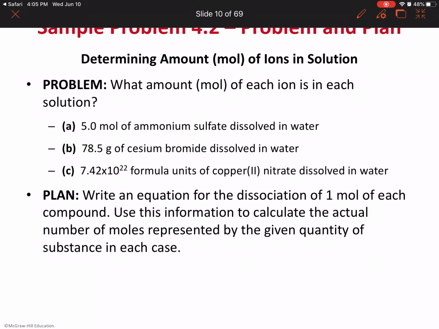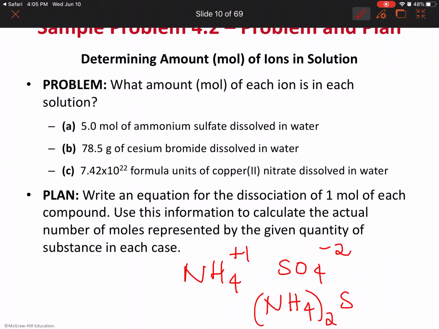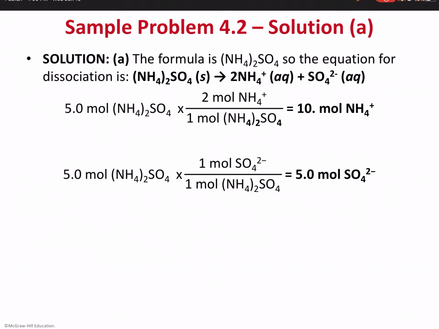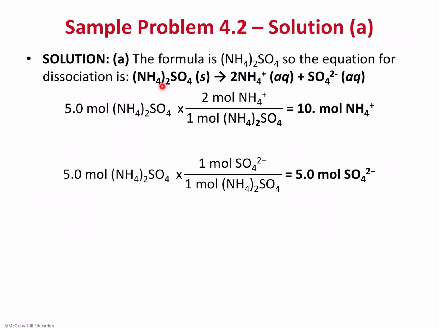Ammonium sulfate. What is the formula for ammonium sulfate? The ammonium ion is +1 and sulfate is -2. So when you crisscross your charges, it would be like this, (NH4)2SO4. This is an ionic compound and it's going to dissolve into ions. Let's see how it is going to dissolve.